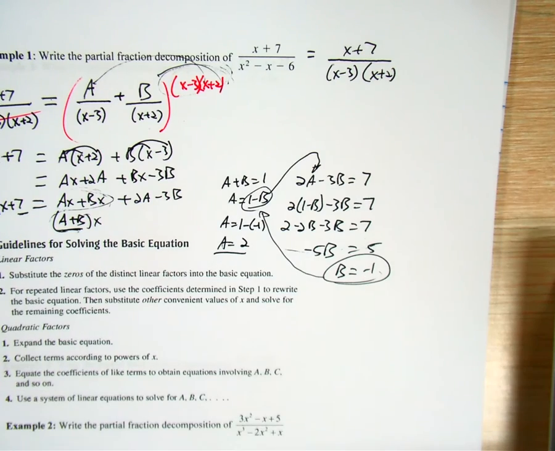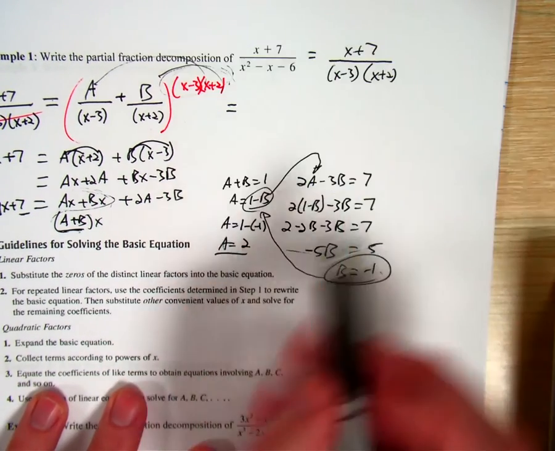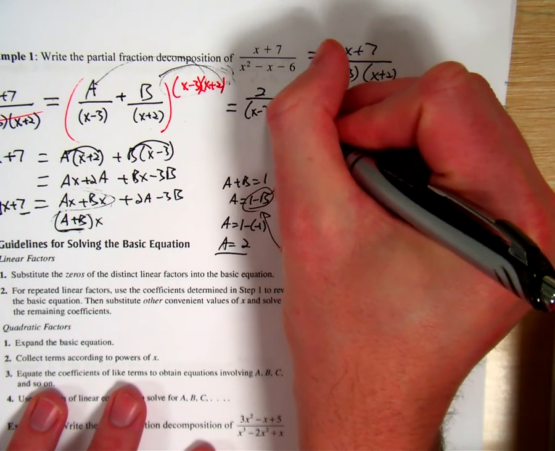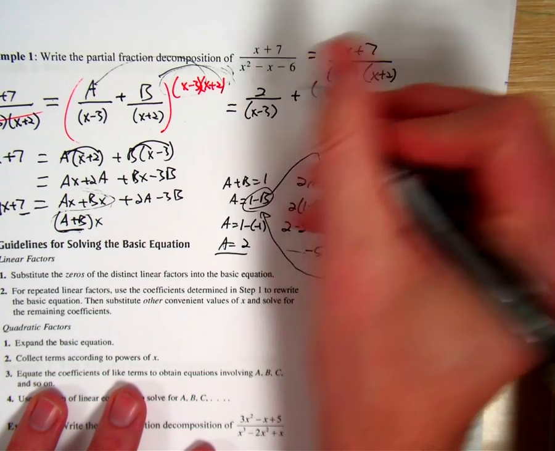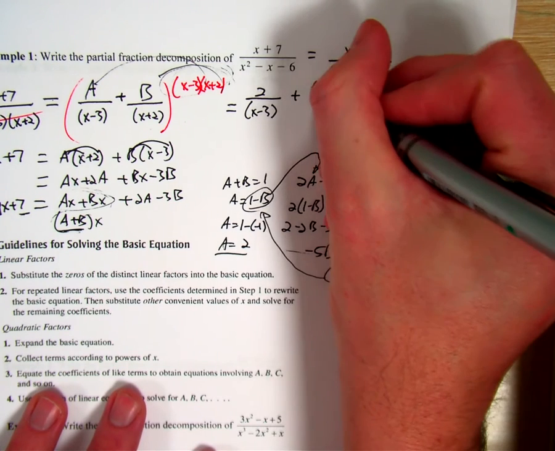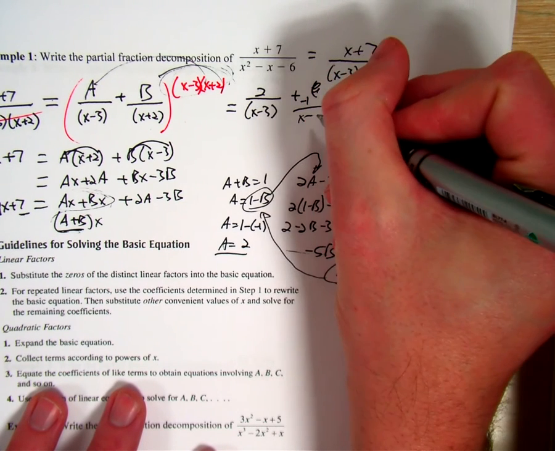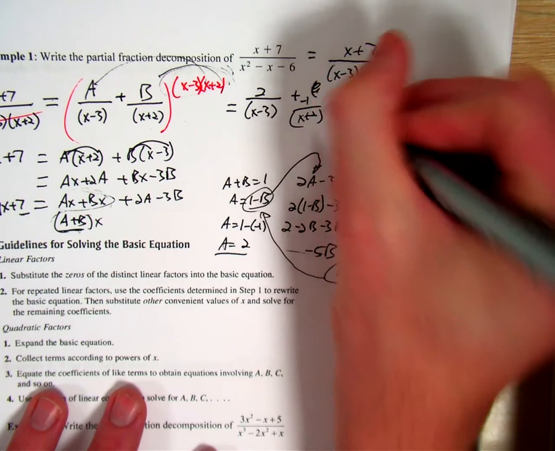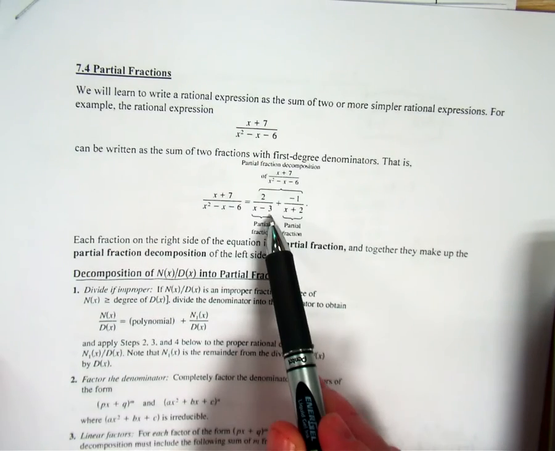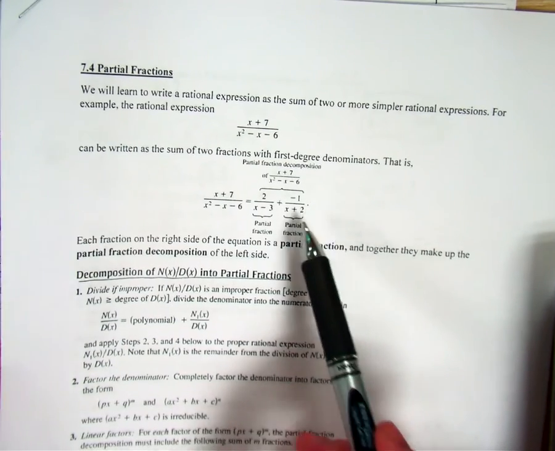So what do we do with these? Well, we're back up to here. So instead of a over x minus 3, I know we have 2 over x minus 3 plus b over x plus 2. Well, my b is negative 1 over x plus 2. Alright, got a little off-center there. Sorry. And that should match with the answer that they gave us earlier. 2 over x minus 3, negative 1 over x plus 2.